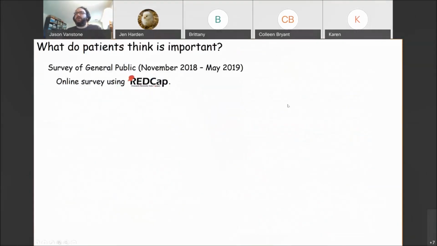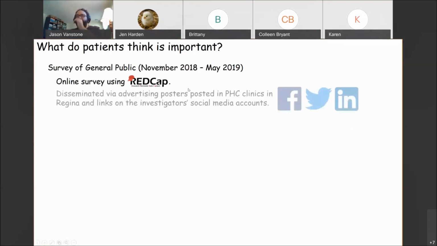So we did one more research project where we did a survey of the general public to ask patients what they thought was important when they had a visit. We did a survey of the general public from November of 2018 through May 2019. It was done online using RedCap.